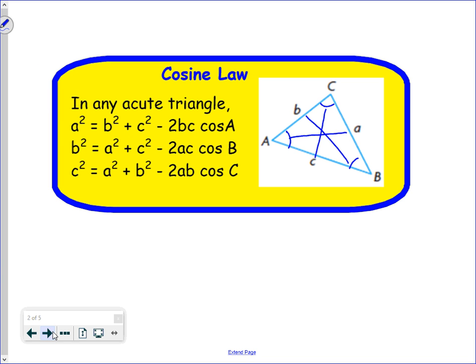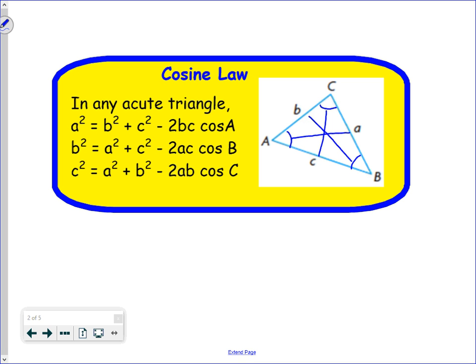In order to use the cosine law, we have to make sure that our triangles are labeled properly. Our angles are labeled using a capital letter, our sides are labeled using a lowercase letter, and the corresponding angle and side are directly across from each other. So if we have angle A here, then side A is directly across from it. For angle B, side B is directly across from it. And for angle C, side C is directly across from it.